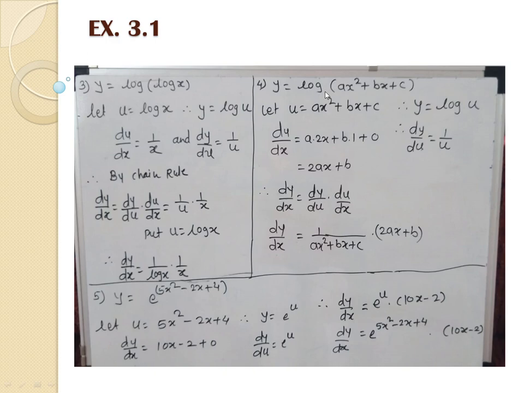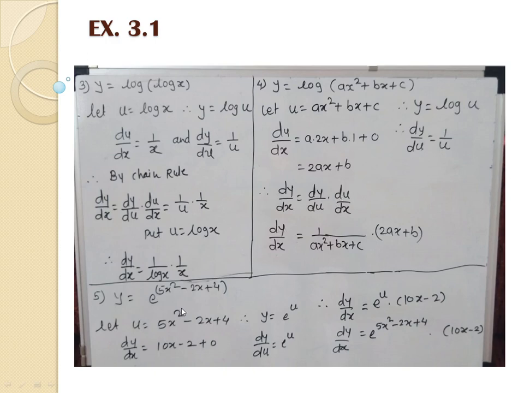Y is equal to log of ax square plus bx plus c. Again put u is equal to ax square plus bx plus c. So y is equal to log of u. So therefore du by dx is equal to, a is a constant term, so a as it is, and derivative of x square is 2x, plus b is constant, so b as it is, and derivative of x is 1, and derivative of c is 0, and dy by du is equal to 1 upon u.